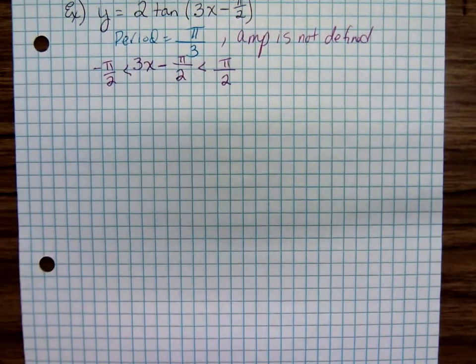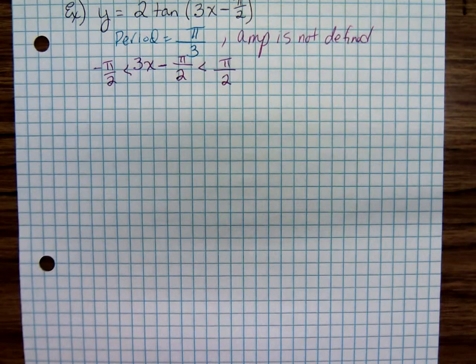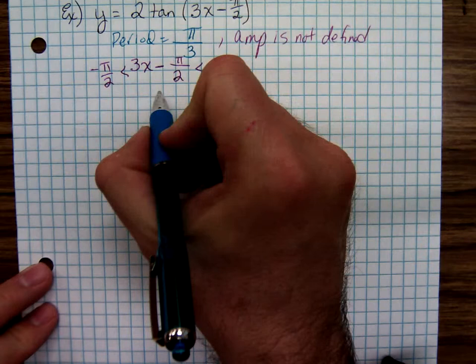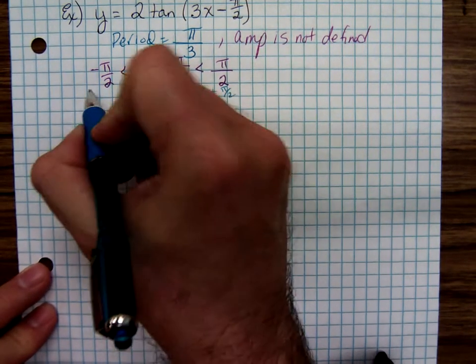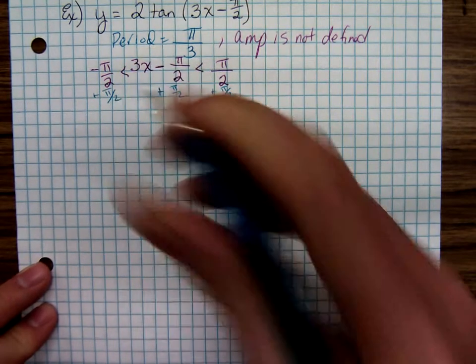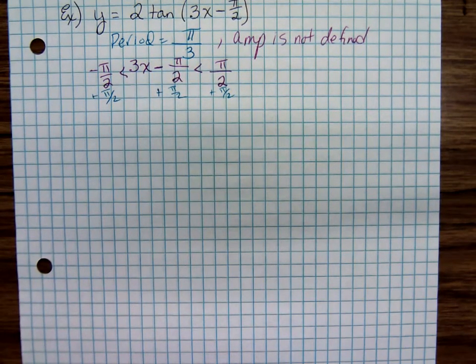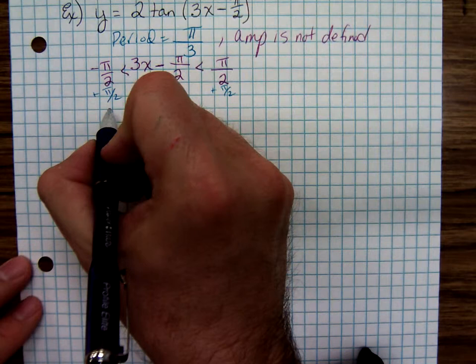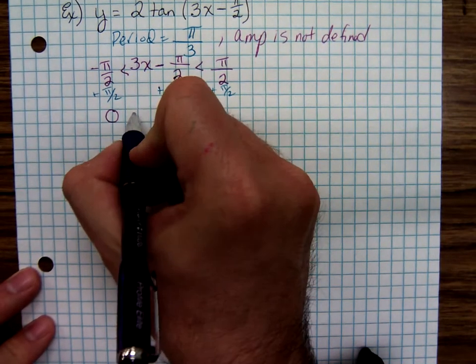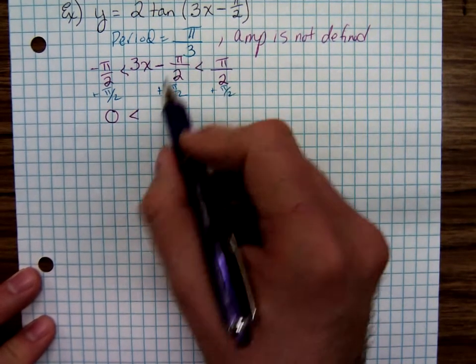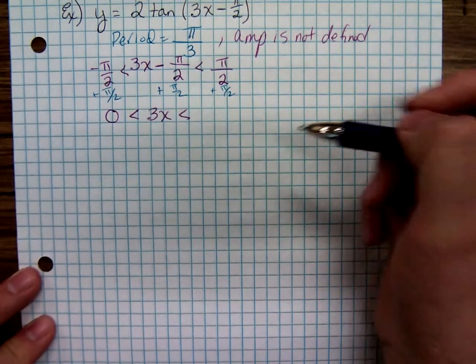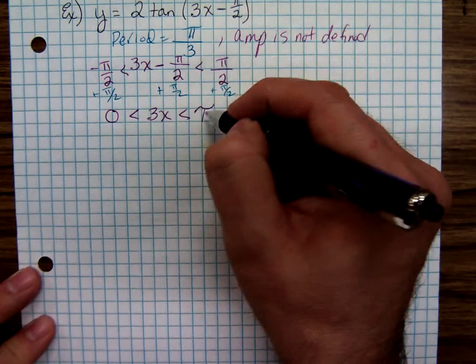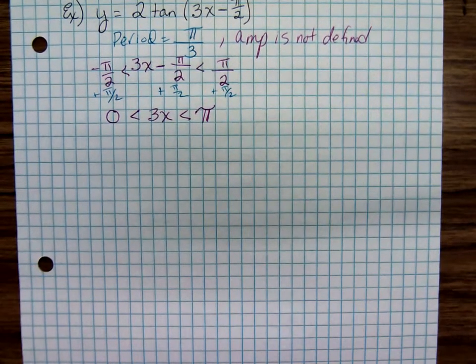And let's see. How do I solve this for x? I think the first thing I'll do is just go through and add pi over 2 all the way through. Negative pi over 2 plus pi over 2, that's going to be 0. Right? Oh, this isn't going to be that bad, is it? And then 3x. And pi over 2 plus pi over 2, is that just a pi? Divide by 3.